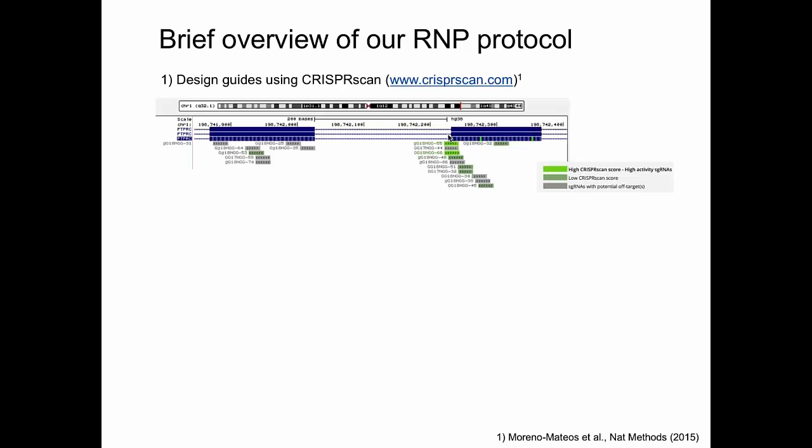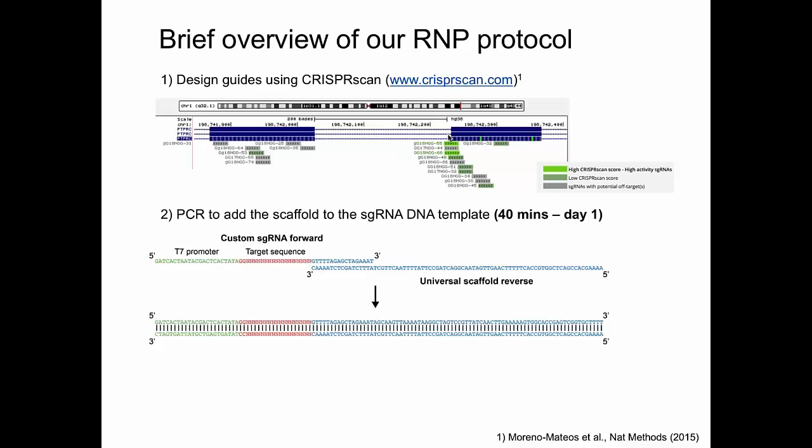You can design your guides from a number of different online algorithms. Each algorithm has a slightly different scoring approach for both on-target and off-target efficiency. In our lab, we use an algorithm called CRISPR-scan. It's nice because it has a nice UCSC browser functionality, which I think is really useful, especially if you are trying to target specific exons and trying to be able to visualize these exons while you're choosing the appropriate guides.